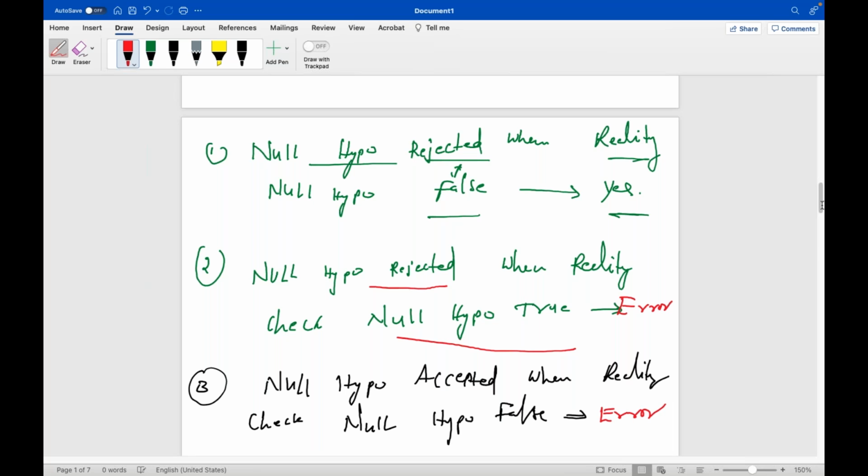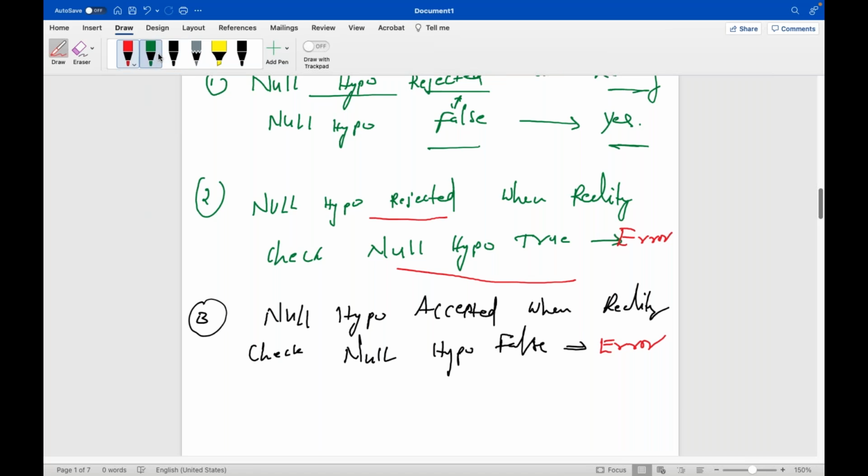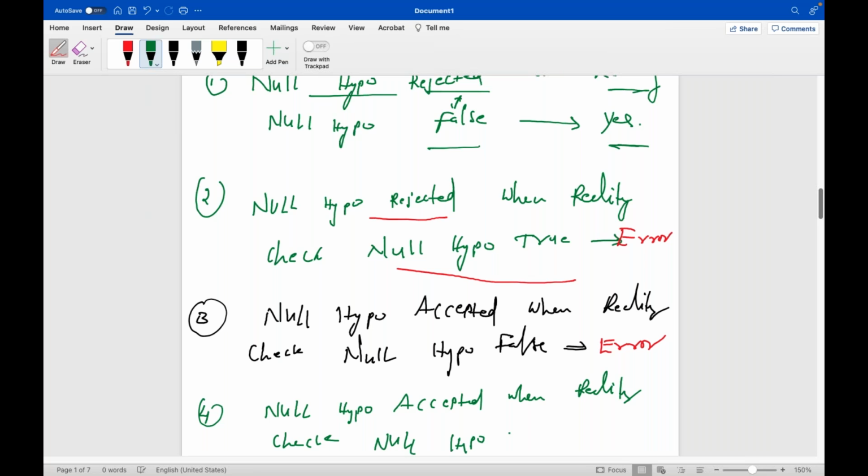And we have one more point. Maybe both are true. In reality check and the statistical operations, both are accepting. That means the null hypothesis is accepted, and in reality check also it is true. If it is true, which means that it's correct, right? Yes, it's correct.